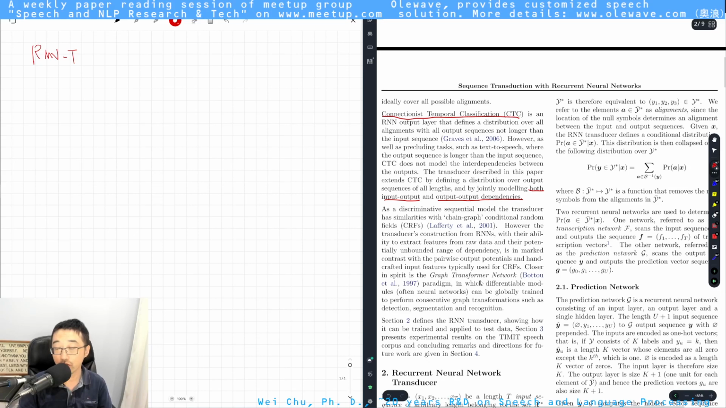He also referred to another discriminative model. Every algorithm mentioned in this paper is a discriminative method or discriminative sequential model. He talked about CRF, conditional random fields. For those of you who are interested, I think you should check the online tutorial or read the original paper, which was about 20 years ago.